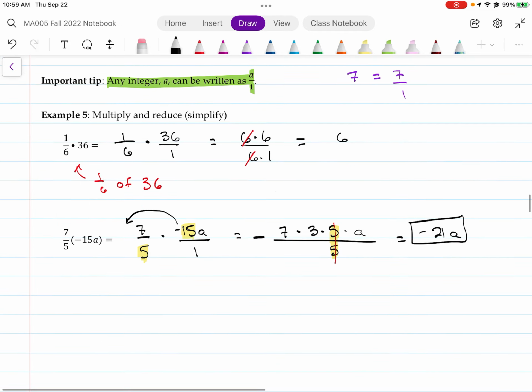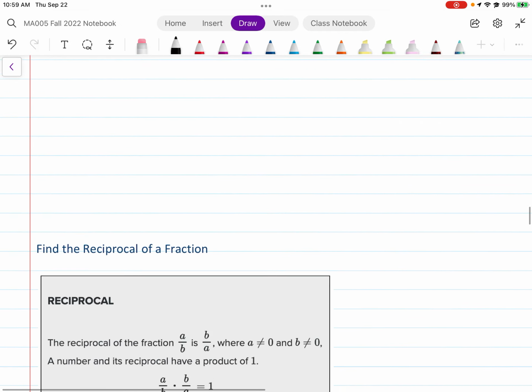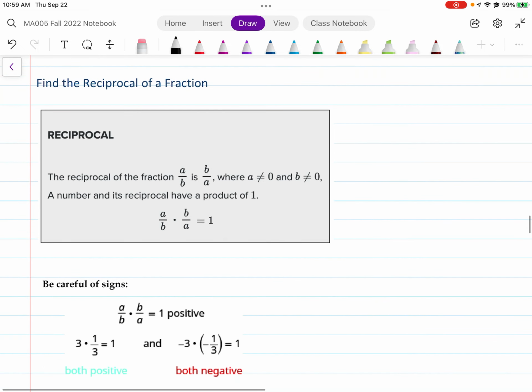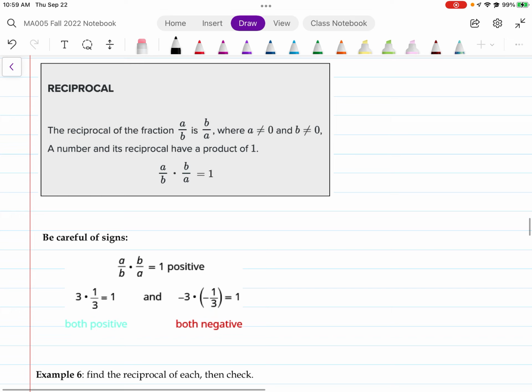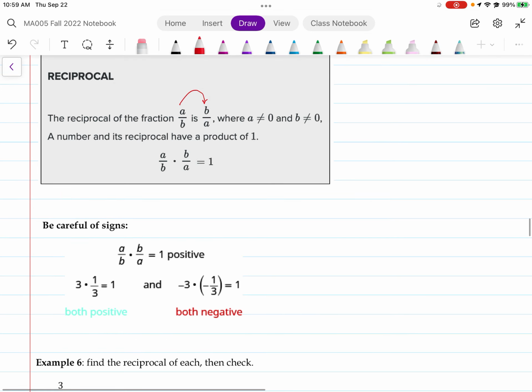All right, so continuing on. Find the reciprocal of a fraction. The reciprocal of a fraction is a fraction that when you multiply them together, you get 1. But the easiest way to think about it is just flip it over, right? Just flip it over. So we go from a over b to b over a. That's a reciprocal. So be careful with signs.